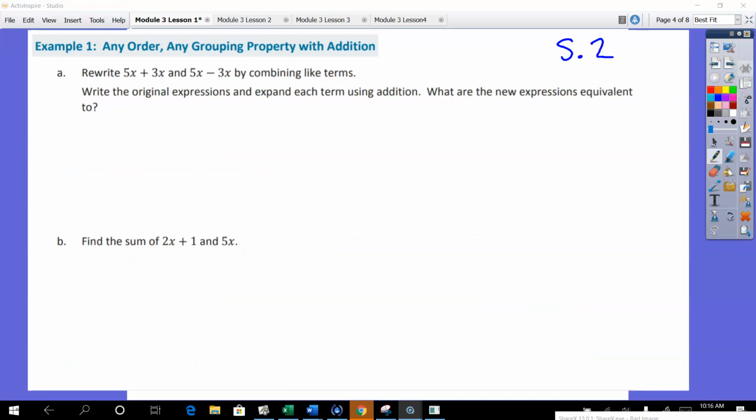Okay, so we're going to page S2, example 1. It asks us to rewrite 5x plus 3x and 5x minus 3x, and it wants us to do it by combining like terms. So we're going to write the original expressions and expand each term using addition. What are the new expressions equivalent to? Okay, so we have 5x plus 3x equals, so we're writing it as addition.